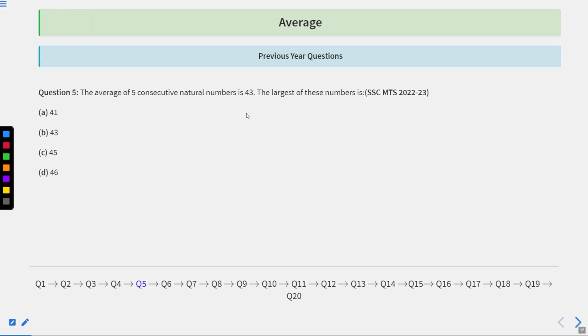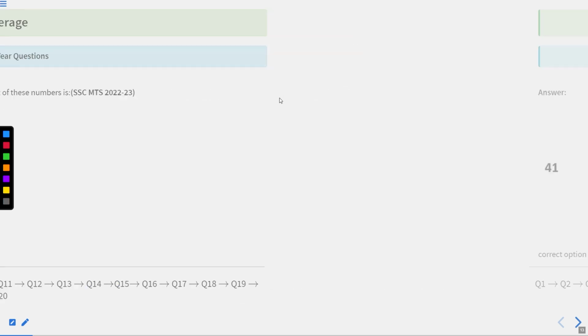Moving on to problem number 5. The average of 5 consecutive natural numbers is 43. The largest of these numbers is. So we are provided with 5 consecutive natural numbers. Notice that these 5 numbers are not the first 5 natural numbers. They can be any 5 natural numbers, but these are consecutive and their average is 43. So what is the largest of these numbers?